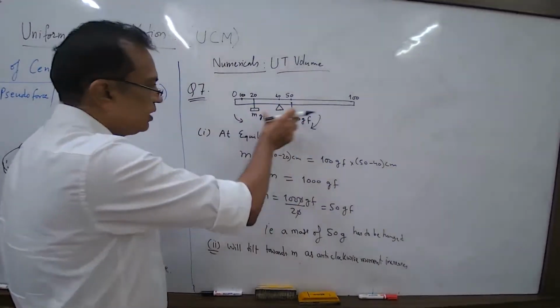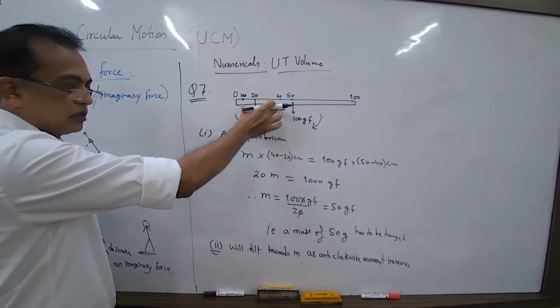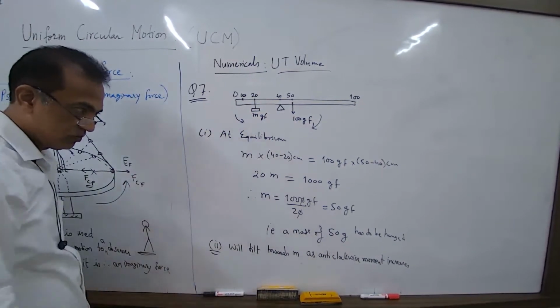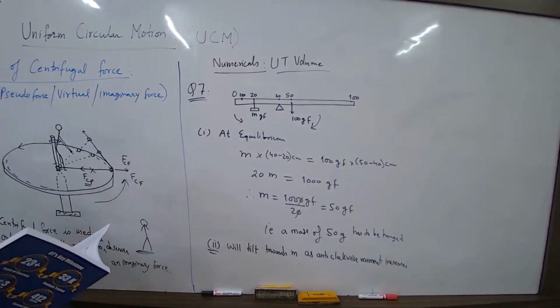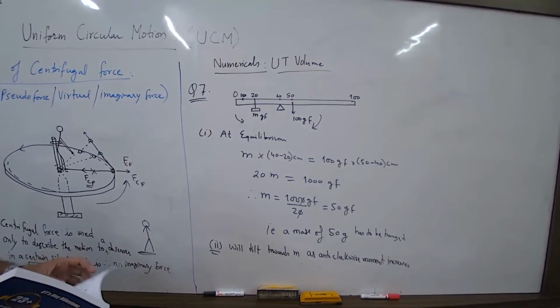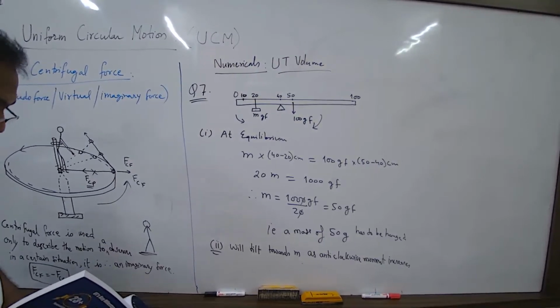Why? Because at 20 it is balanced. So when you increase, go towards 10, this perpendicular distance has increased. So anti-clockwise moment will increase. That is the second part of the question. Now what is the resultant moment?